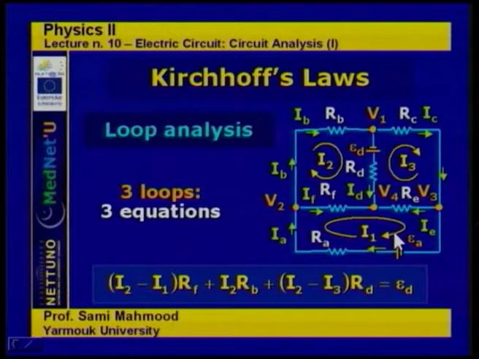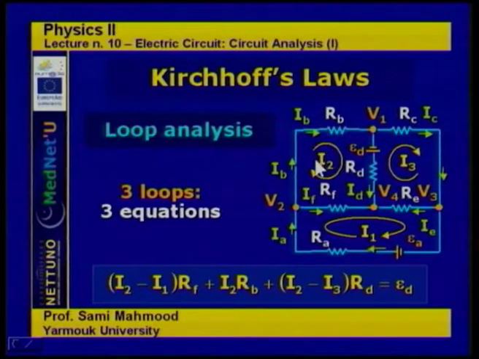And similarly, the second equation is coming from the second loop. So we have I2 minus I1 times RF, because here I2 is in the same direction as we go across the second loop, and I1 is in the opposite direction now as we go around this loop.